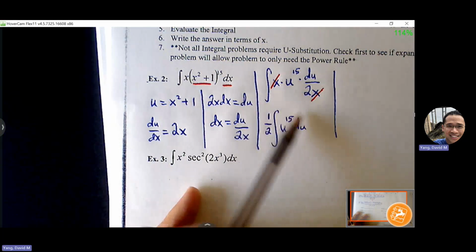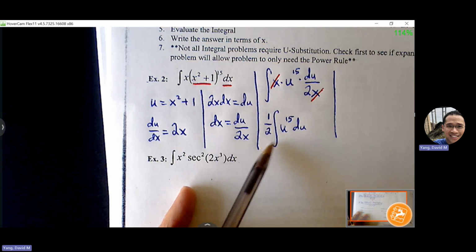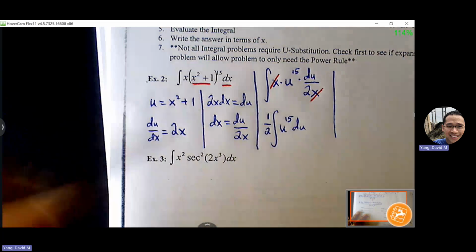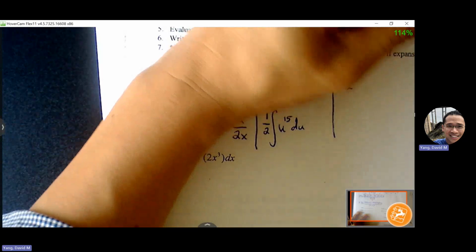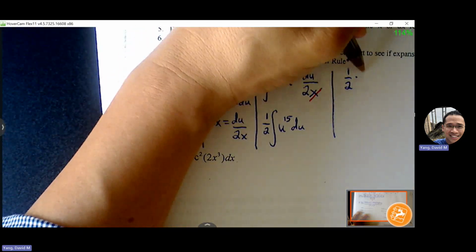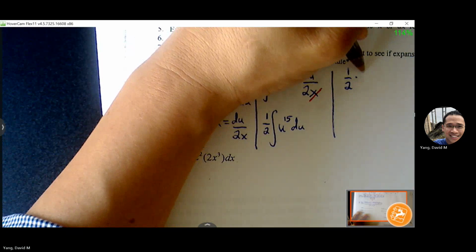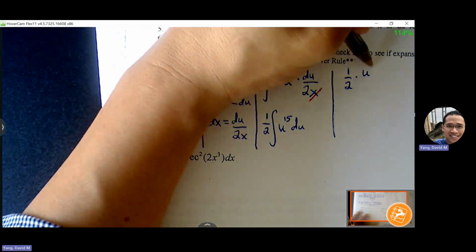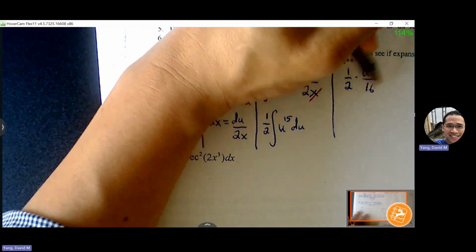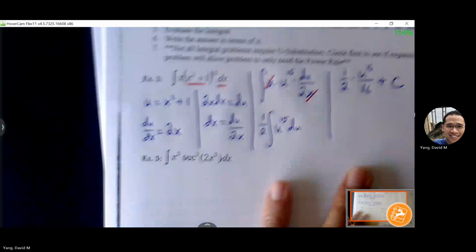Now, is there a rule for this? Yes, that's power rule, right? So we just go through power rule. 1/2 is going to stay. U to the 15th becomes what? U to the 16th over 16. Yep. And then plus C.